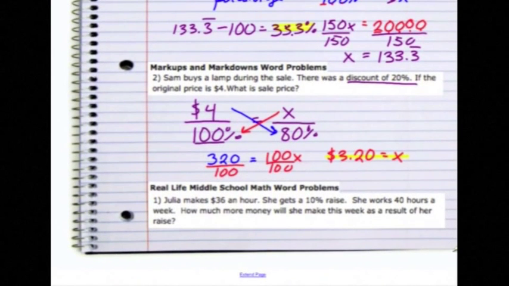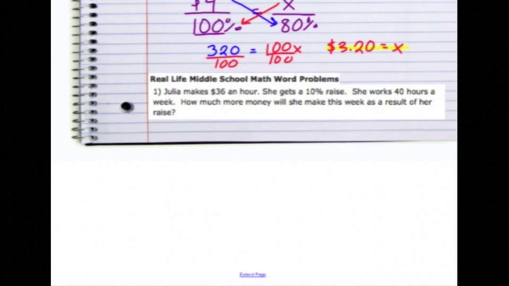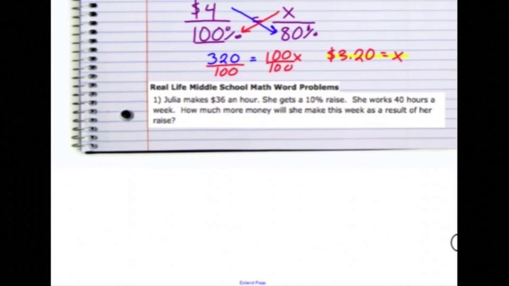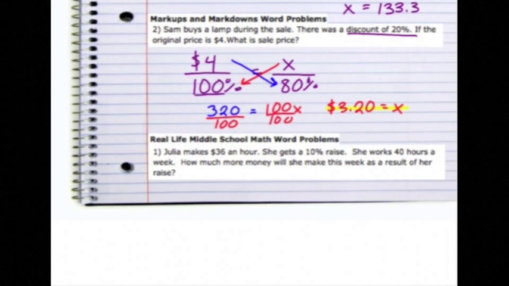So you want to make sure that you're also justifying your answers and thinking about, does this actually make sense? Could this happen in the real world? Does 20% of $4 sound like it would be more than or less than $3.20?